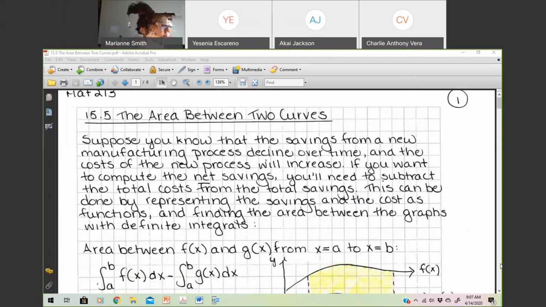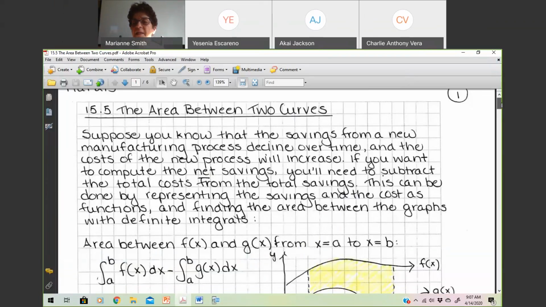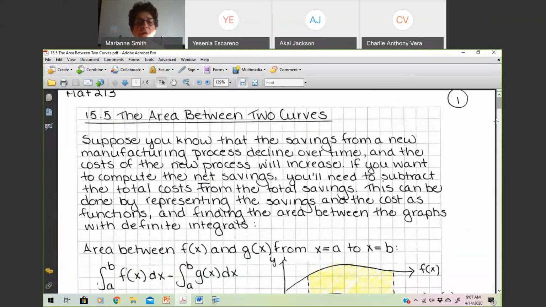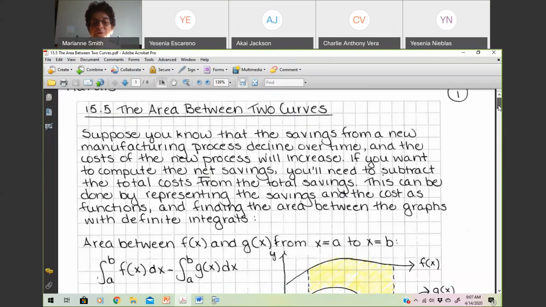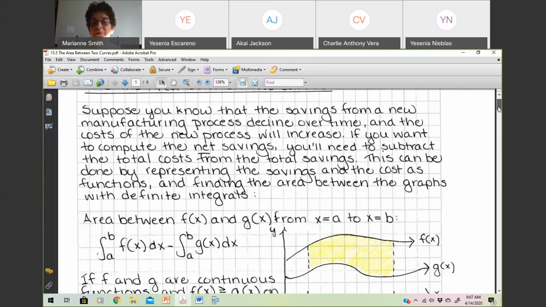We're interested in the area between curves. Let's say savings from a manufacturing process that you've implemented decline over time. Maybe you put in some new equipment, the new equipment gets older, and so the savings that you originally got from putting in the new equipment start declining. And let's say at the same time, the costs of that manufacturing increase. Suppose you want to compute net savings. What you would have to do is subtract your costs from the total savings.